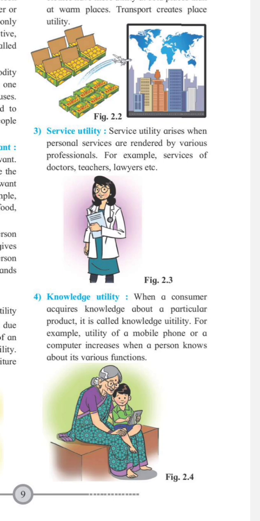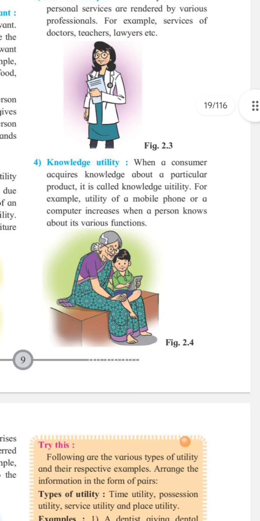Service utility arises when personal services are rendered by various professionals. For example, services of doctors, teachers, lawyers. So utility created through services provided by professionals is service utility. Examples, doctors, lawyers, teachers. Fourth one, we have knowledge utility.